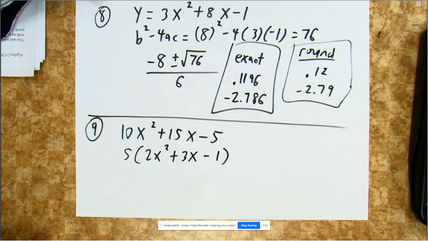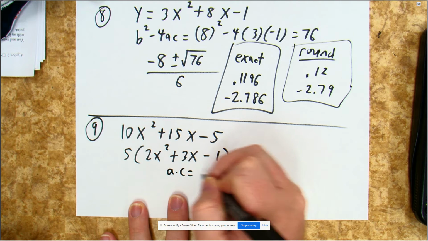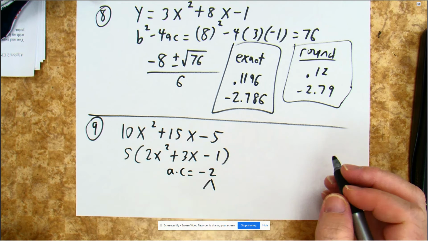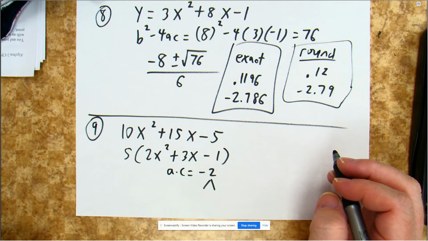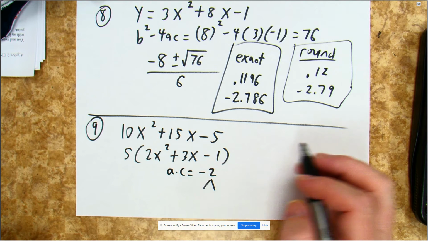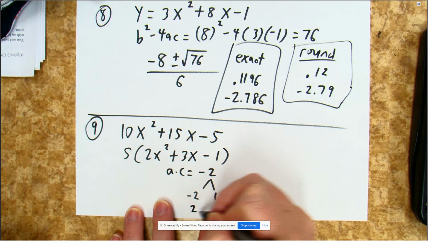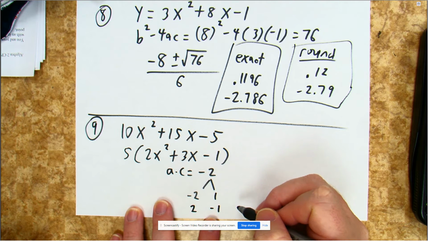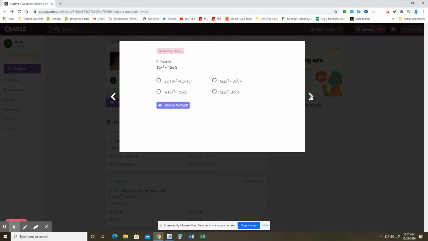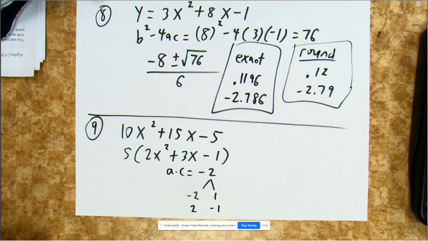Well, technically, step 1 of the Tucker method is GCF, but moving on to step 2, a times c gives me negative 2. Two numbers that multiply to negative 2 and add up to positive 3. Negative 2 and 1 don't work. 2 and negative 1 don't work. I can't do it. It's not possible. Oh no. But none of the choices said not factorable.